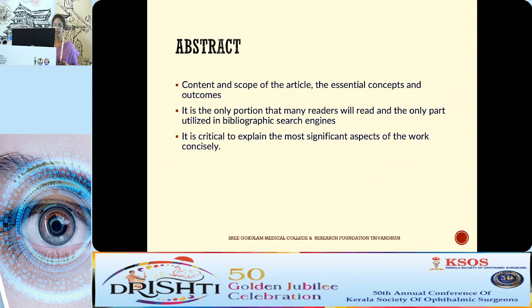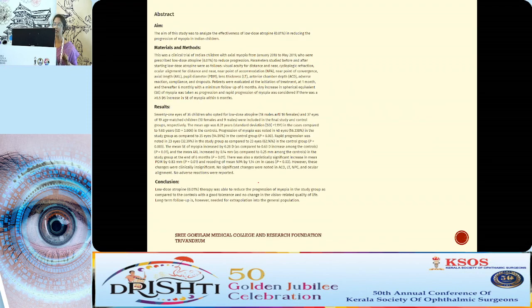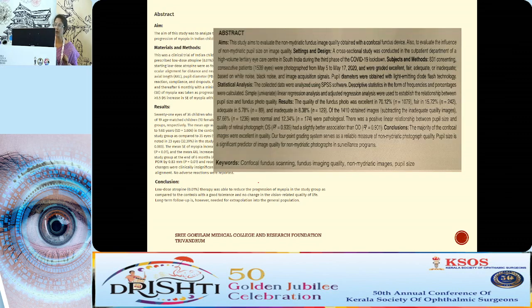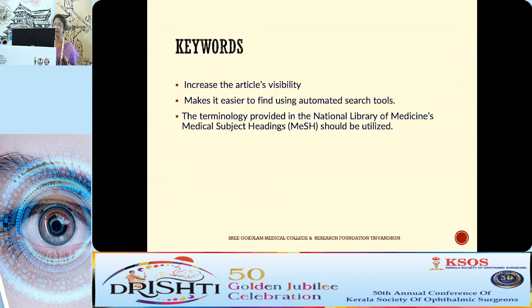Now coming to the abstract, again this is a very important part of the article. Here you have to give the important concepts of your research work and the important outcomes also, because mostly if a person decides to go through the article, then he will be going through the abstract first. So that has to contain everything about your article, but it has to be a very brief one. You can see that everything is included there.